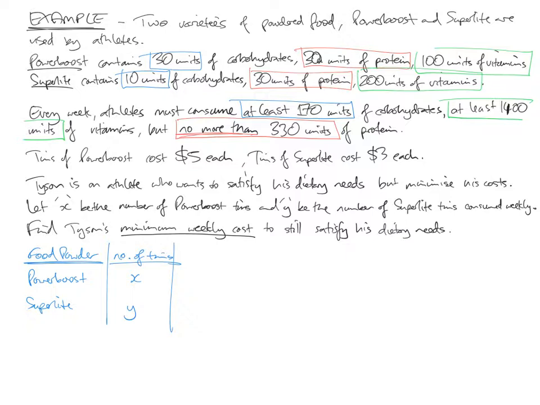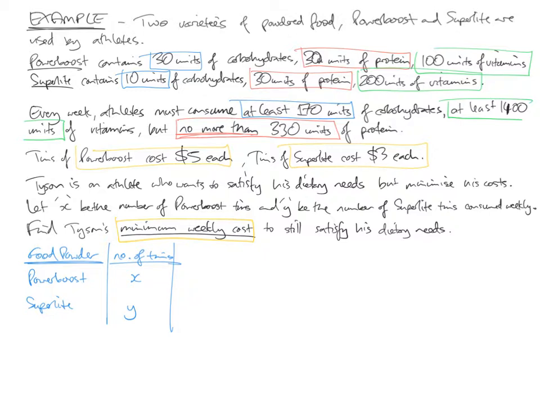And we've got another set of variables here that comes in later: the costs. Power Boost costs $5 each. Superlight costs $3 each tin. We don't have a cost to play with, and we don't have a constraint for that, because our objective is to find the minimum weekly cost. We're trying to minimize this objective function, which is going to be a linear one for the cost. So that'll come into it later.